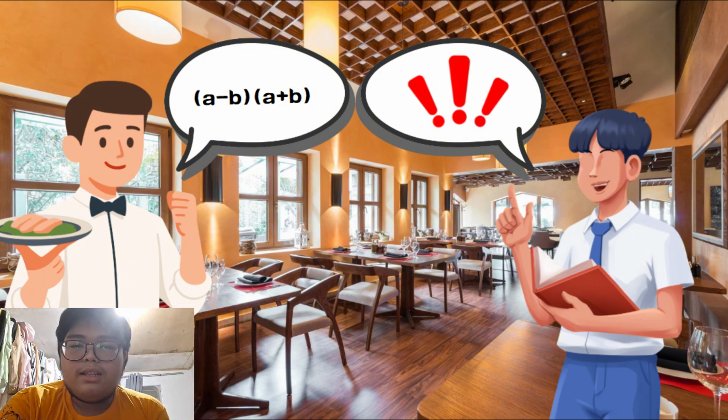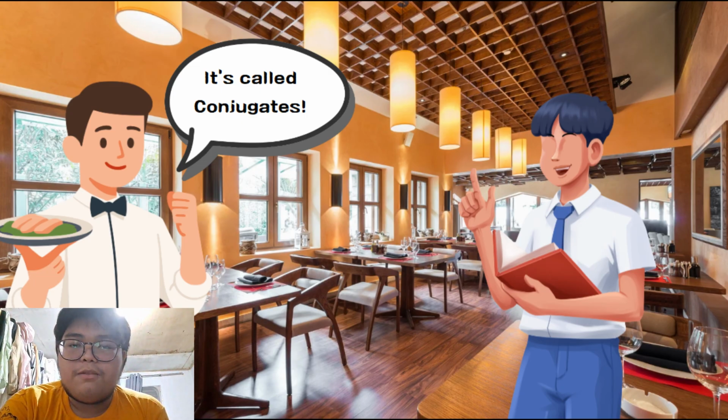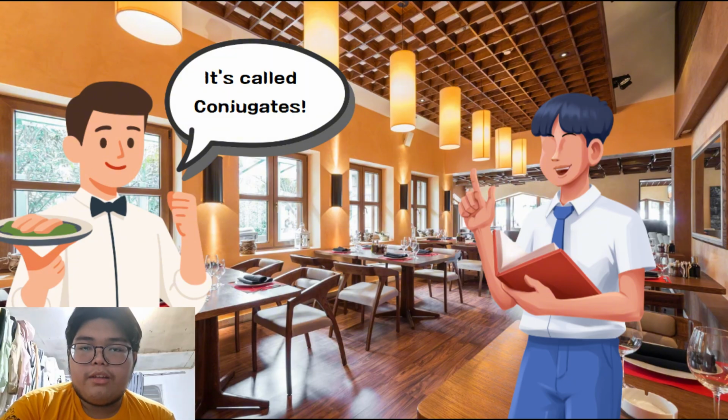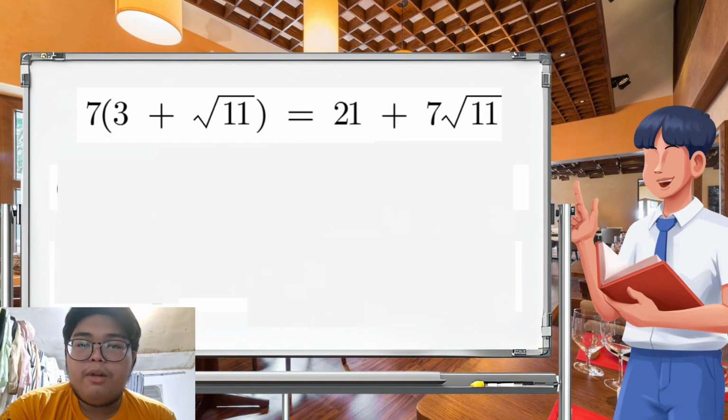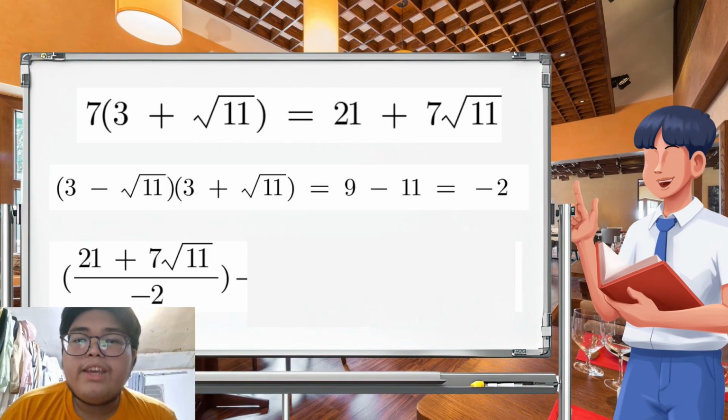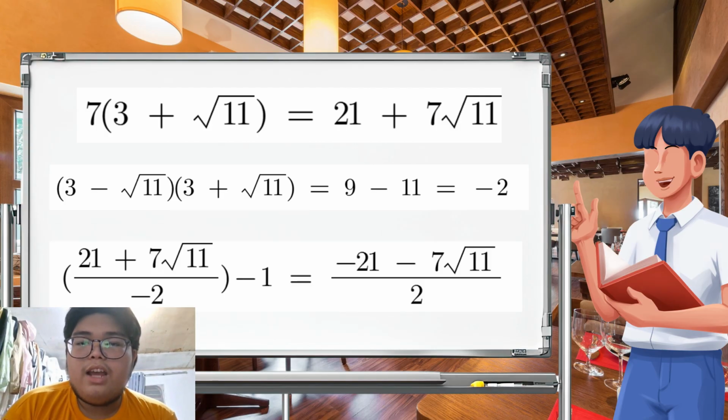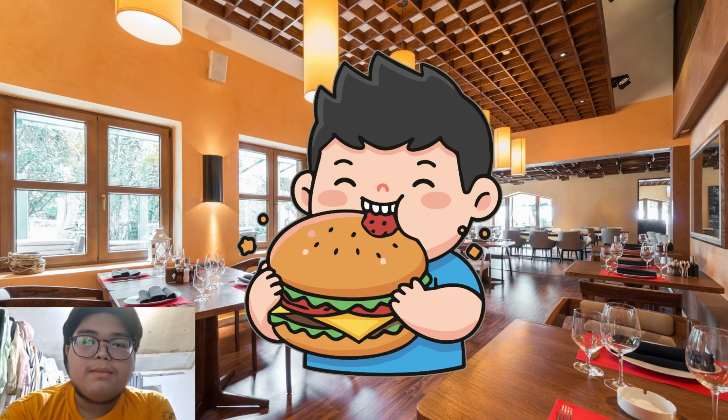The waiter says, "Hey, it's not called difference of squares. It's called the conjugate. Remember that." The numerator, after multiplying, will be 21 plus 7 square root of 11. And after simplifying the denominator, the answer will be -2. He uses the conjugate to find the answer, and he arrives at -21 minus 7 square root of 11 over 2. The waiter lets him get the food.